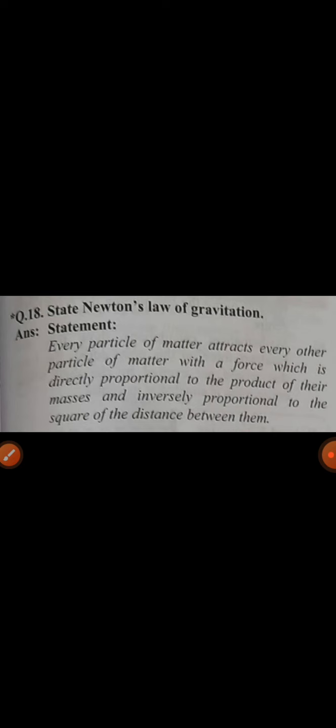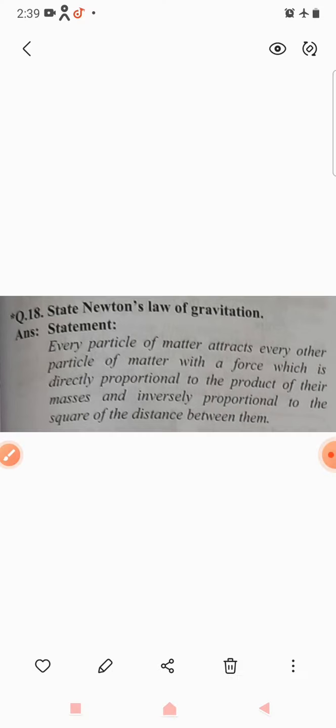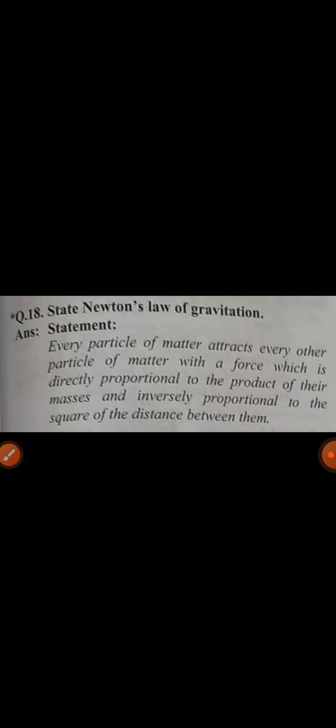Let us start the new point of the topic gravitation, that is Newton's law of gravitation. Friends, I am giving the notes here in the format of questions and answers, so it will be much easier for you to make the notes. So write the notes properly and read them twice or thrice so that you will understand the concept properly.